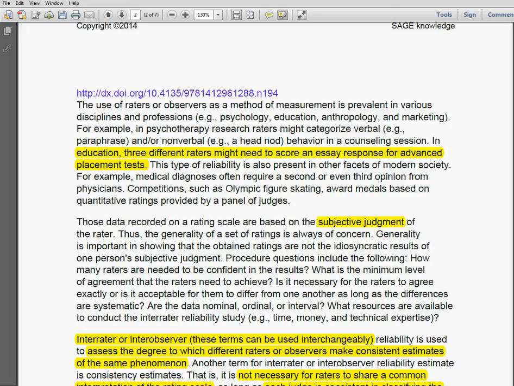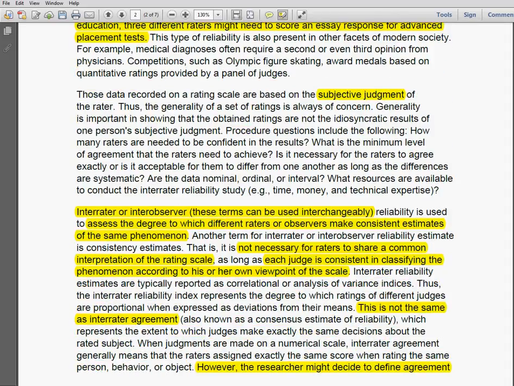Okay, I chose an article from the Encyclopedia of Research Design by Karen Moulton on interrater reliability. In this article, she uses an example of three raters attempting to score an AP test, and points out that those ratings are going to be based on subjective judgment. And that presents a concern because you want to make sure that you have consistent judgment of those tests.